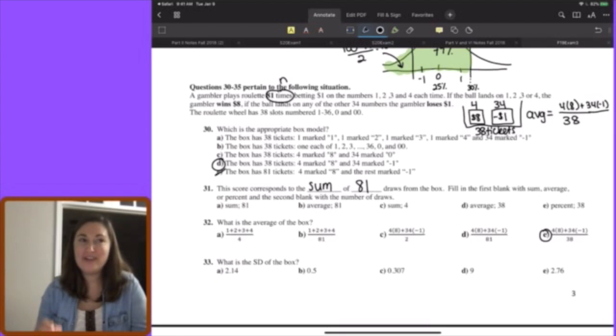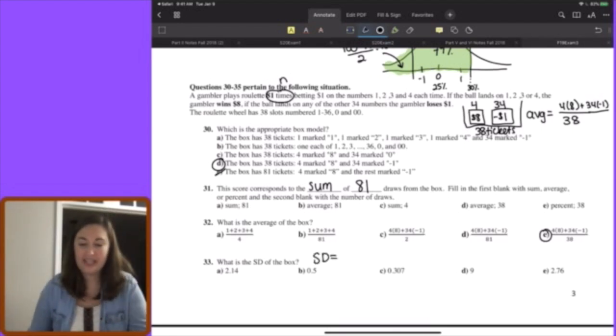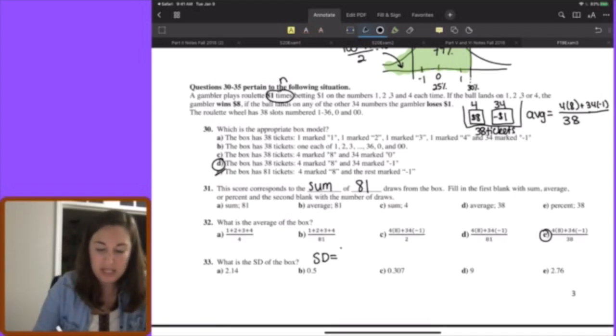So here we can figure it out using the shortcut formula because there are only 2 types of tickets. So remember, it's the absolute value of A minus B, so the numbers on the tickets. So in this case, 8 minus negative 1.